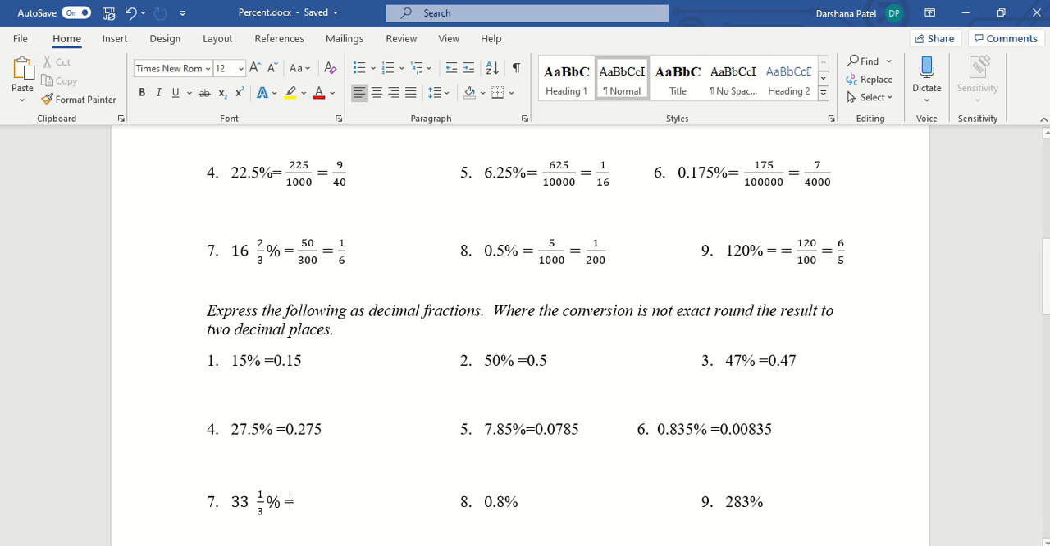A third as a decimal, either punching in the calculator 1 divided by 3, will basically give us 0.33. Okay. It will be 0.3333. When it's not exact, we are asked to round to 2 decimals. So that will be the answer. 0.8 then will be 0.008 and 283 divided by 100 will be 2.83.